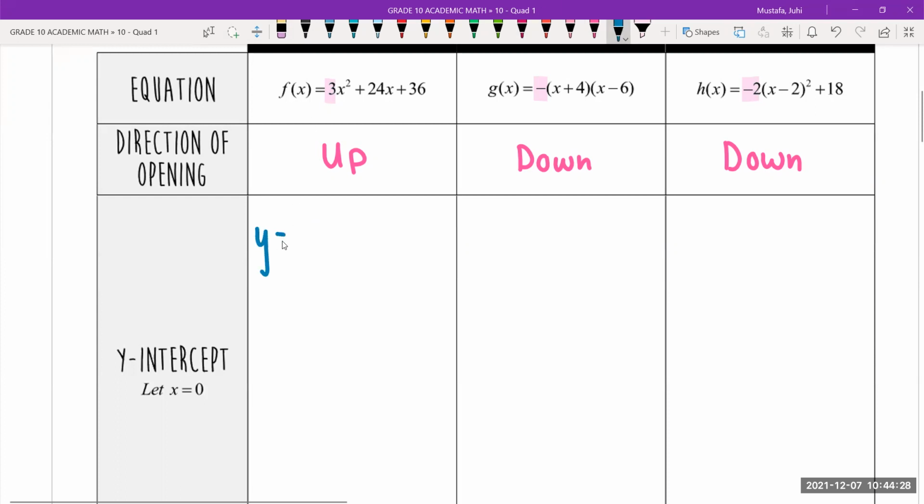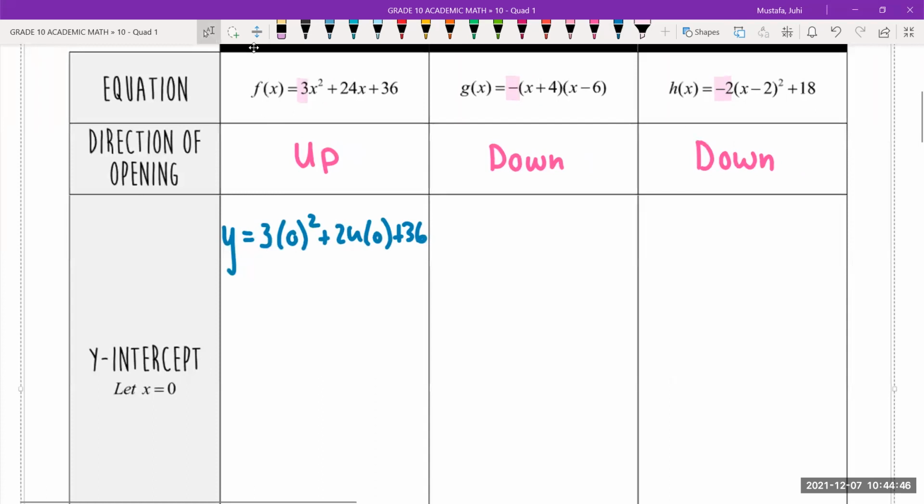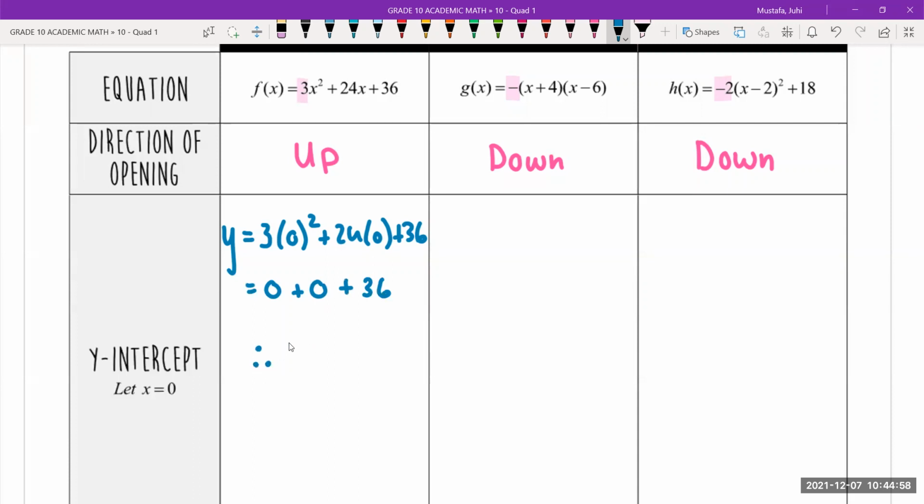So I'm going to say y is equal to 3 times 0 squared plus 24 times 0 plus 36. Because we do this again in grade 11, and that's when we use the f of x stuff, but I shouldn't have put it on, and that's a mistake. This is just going to become 0. This is just going to become 0, and all we're left with is 36. And so therefore, our y-intercept in this question is (0, 36). Easy peasy when it's in standard form.